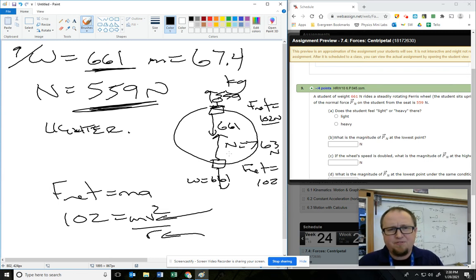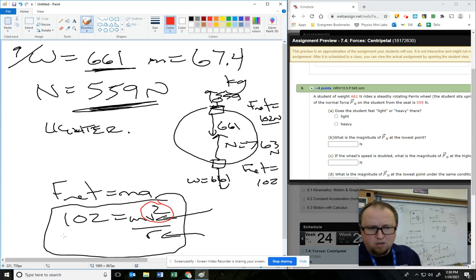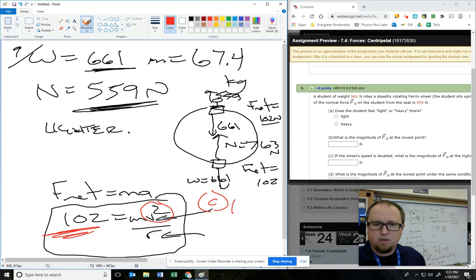Let's talk shop here. If you were to double this velocity right here, you stick a two in. You square it, you get four. So what's going to happen to this number if I double the speed? What will my F net be now? It'll be four times as much.